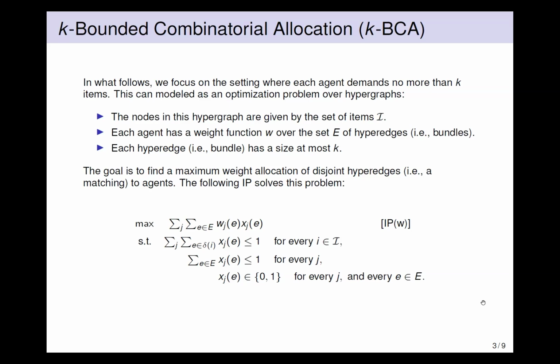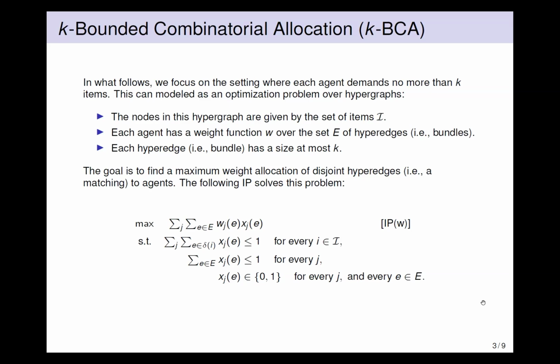The problem is hard, but let me show you an integer program that will solve this problem. We will use it later. In this integer program, for every agent j and every hyperedge E, I will have one binary variable, x_jE. The variable indicates whether agent j gets the bundle, the hyperedge E.